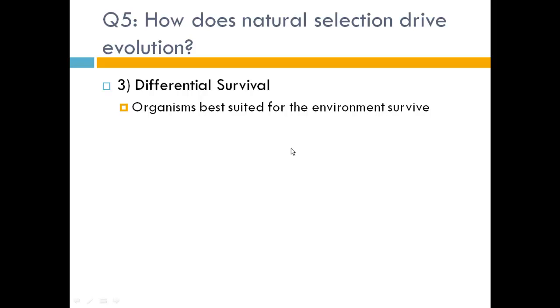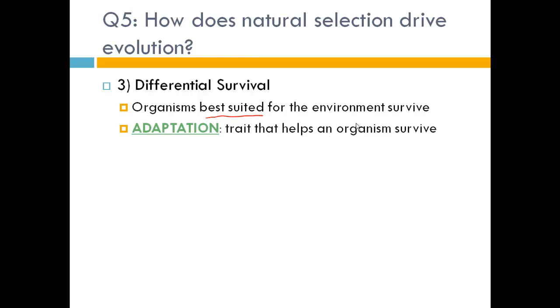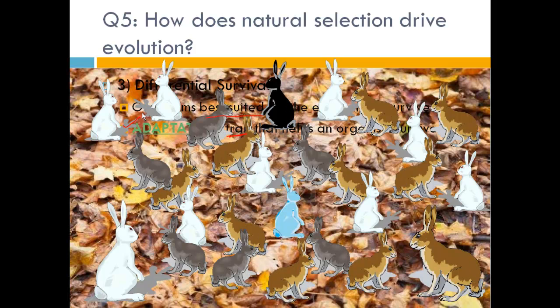So that leads us to differential survival. This means that organisms that are best suited or best adapted to their environments are going to survive. Those traits that help an organism survive are what we call adaptations. So let's take a look at our population of rabbits one more time. Our rabbits live in the forest, and as you can see, the brown and gray rabbits blend in much more with the surrounding leaves than the white rabbits or the black rabbits or the blue rabbit.